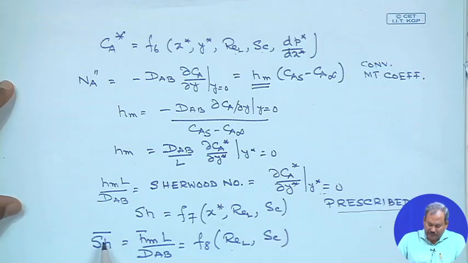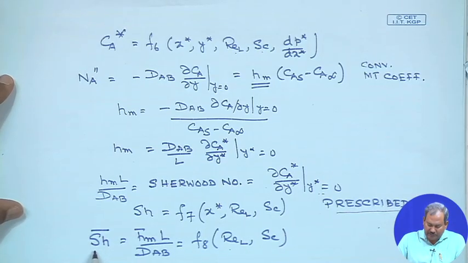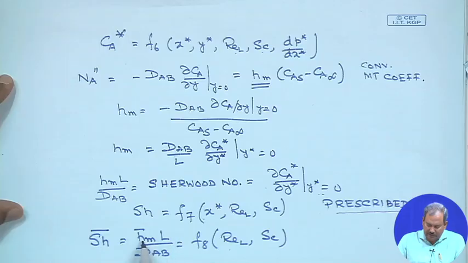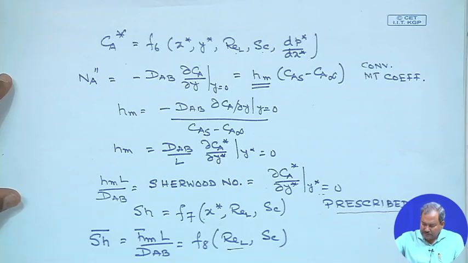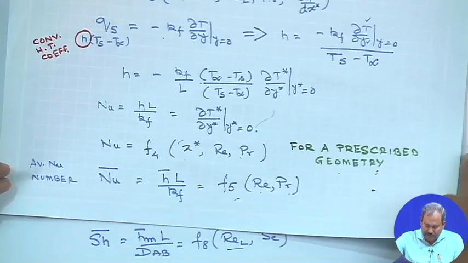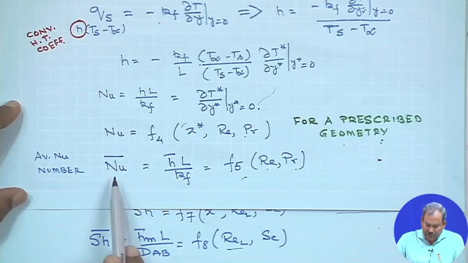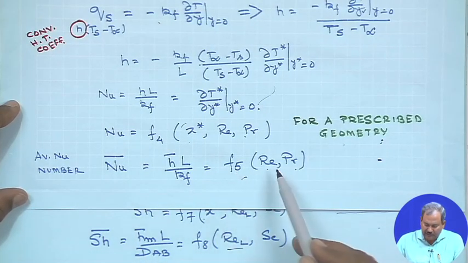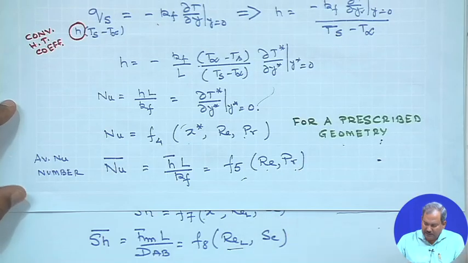Reynolds number and Schmidt number. And same as in the case of average value of Nusselt number, if I find out the average value of Sherwood number, that means if I integrate over the entire length and denote the convective mass transfer coefficient as h bar m, unlike this h m, then h bar m L by D AB, which is the average Sherwood number, would be a function of Reynolds and Schmidt. So, just to show these two together, here you can see the form of Nusselt number f5 and f8, in one case it is Reynolds and Prandtl, in the other case it is Reynolds and Schmidt.